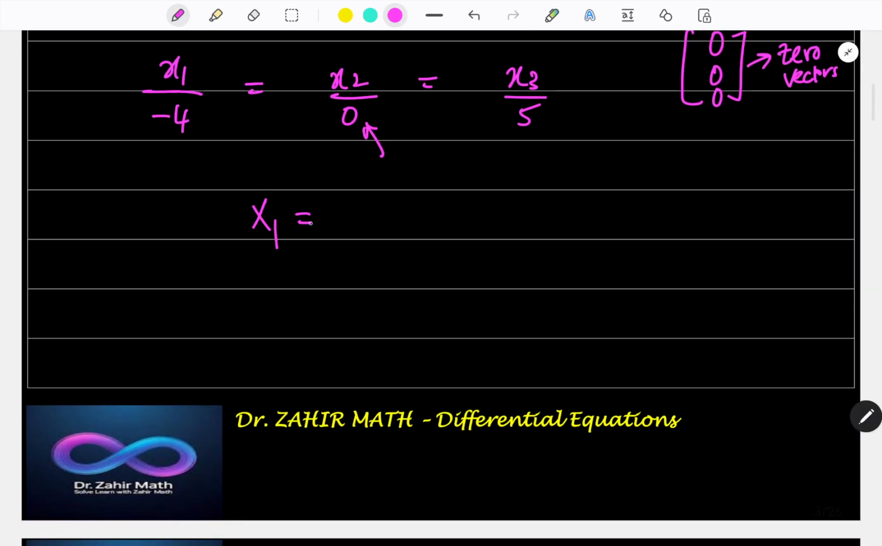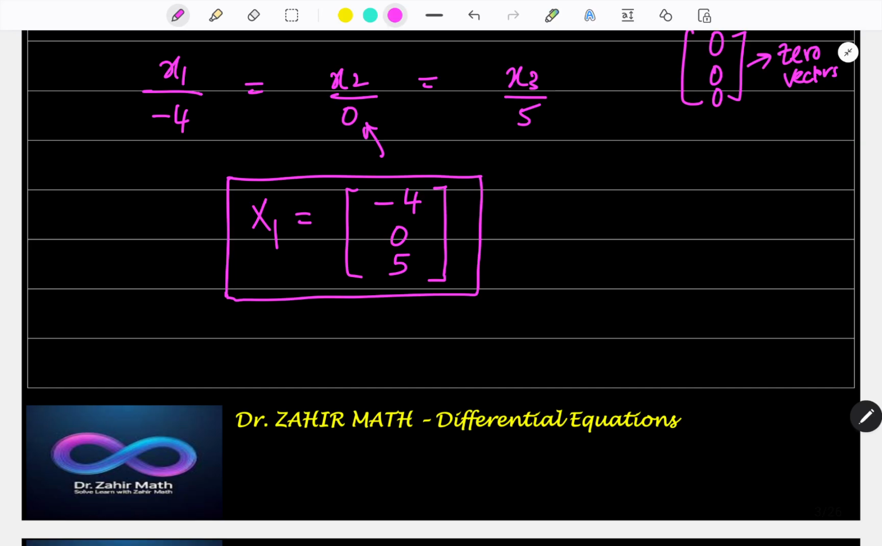So therefore, your first eigenvector is equal to minus 4, 0 and 5. So this is the first eigenvector, right? Let's go to the second eigenvector, which is for the complex values.